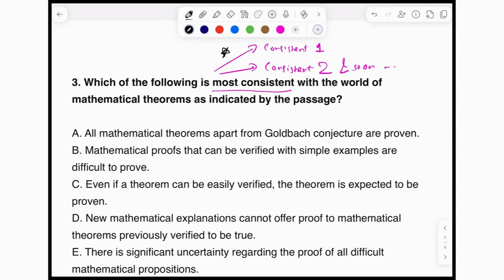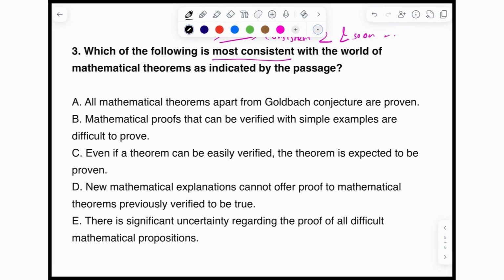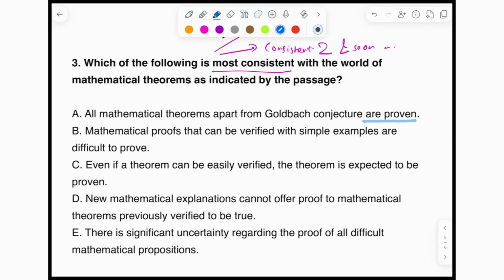Now let's go to the first option. The author cannot even say if the rest of the theorems are proven or not. The author is only certain that the Goldbach conjecture is neither proven nor disproven yet. And because there is no information whether the mathematical theorems apart from the Goldbach conjecture are proven or not, we are eliminating option number 1.